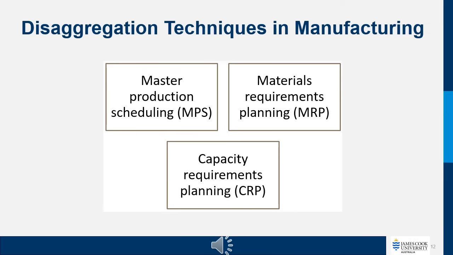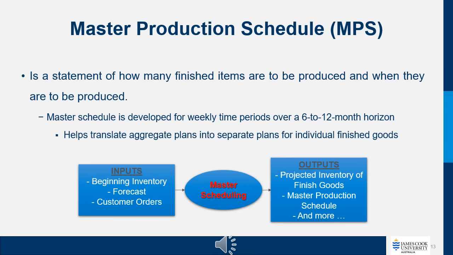Under the disaggregation technique in manufacturing, there are three terms that we're going to learn: master production schedule (MPS), material requirement planning (MRP), and also capacity requirement planning (CRP). The master production schedule is a statement that outlines the quantity of finished items to be produced and the specific timing for the production. It serves as a detailed plan that translates the aggregate plan into separate plans for individual finished goods.